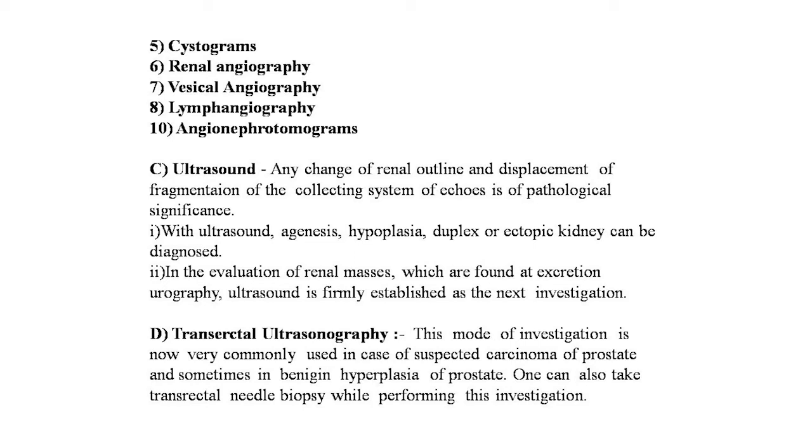Next investigation is the ultrasound. Any change of the renal outline and displacement or fragmentation of the collecting system echoes is of pathological significance. With ultrasound, agenesis, hypoplasia, duplex or ectopic kidney can be diagnosed. In the evaluation of the renal masses which are found at excretion urography, ultrasound is firmly established as the next investigation. And next investigation is the transrectal ultrasonography.